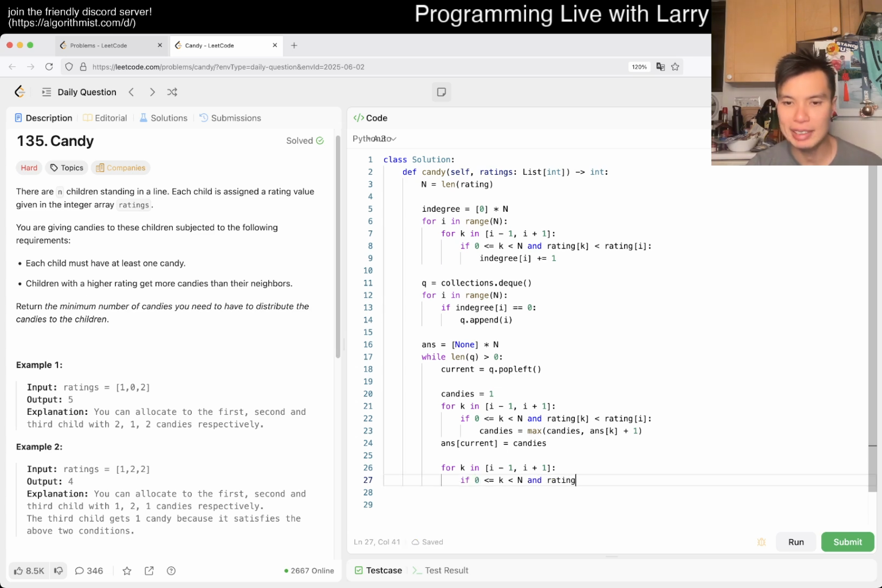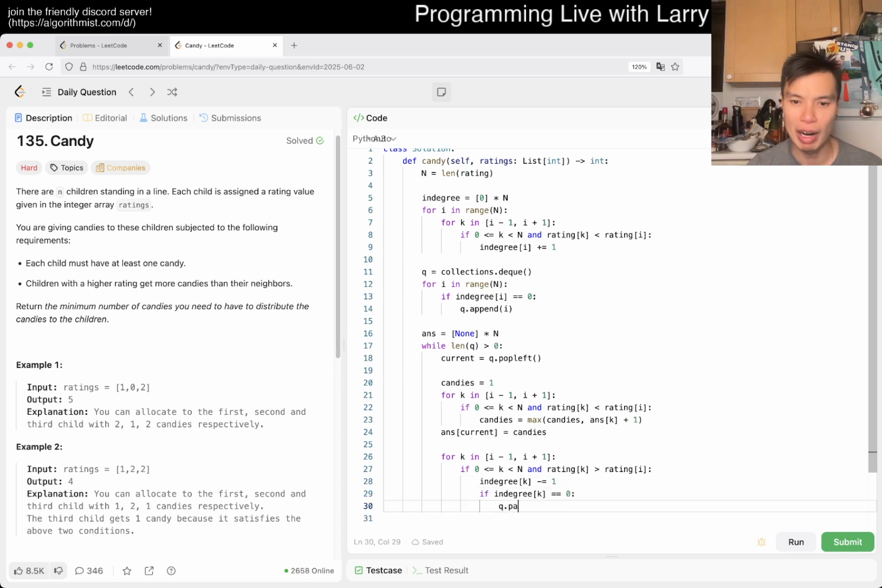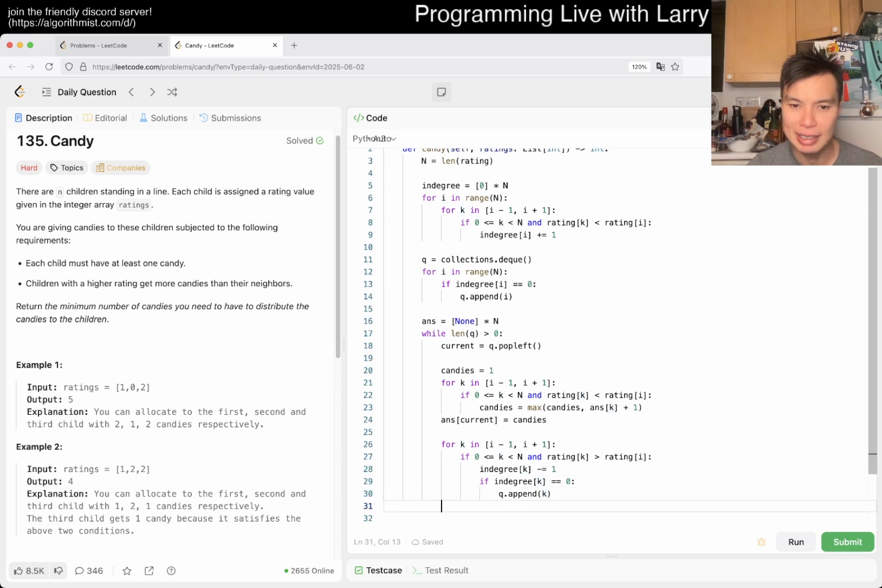and if the ratings of k is greater than ratings of I, then now in degree of k subtract by 1 because we had it set up earlier. And then now if in degree of k is equal to 0, that means that we are good with the index k to be processed next. So then we put it on. And then at the end, we just return answer and we should be good.